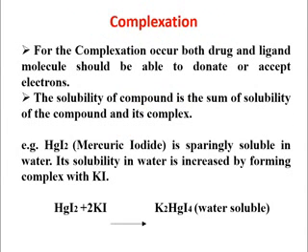Then complexation. This is another means for increasing the solubility. For complexation to occur, both the drug and ligand molecules should be able to donate or accept electrons. Here we try to form a complex of your drug with a material which has good solubility in your selected solvent. The solubility of a compound is the sum of the solubility of the compound and its complex. An example is mercuric iodide, which is sparingly soluble in water. Its solubility in water is increased by forming a complex with KI.